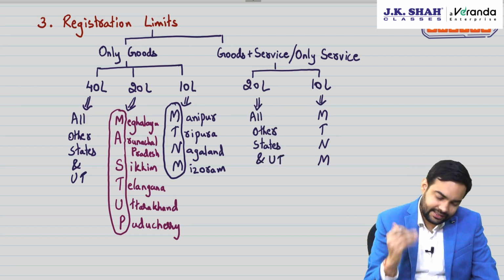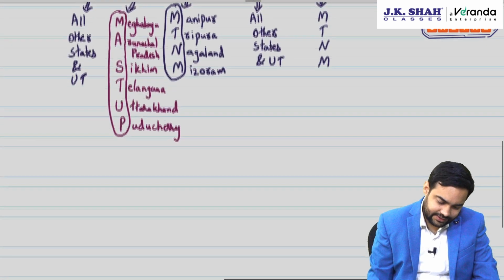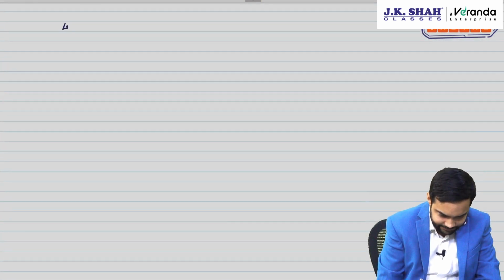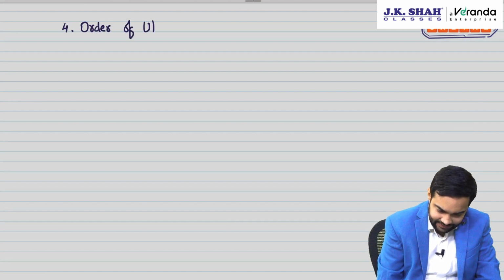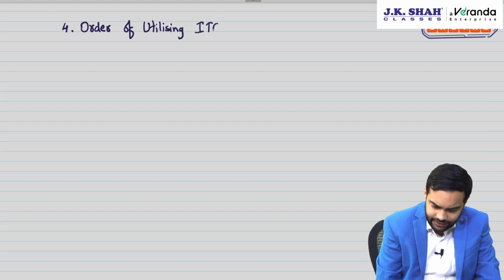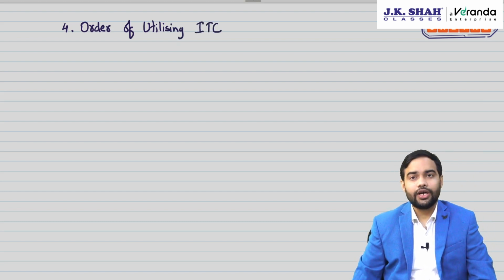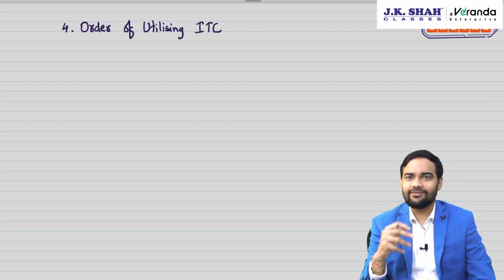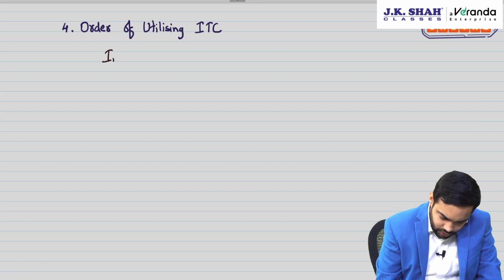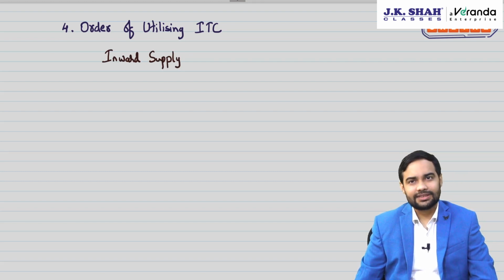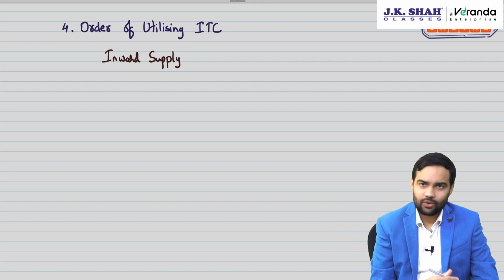Then the next critical discussion for us is the order of utilizing ITC, which will play a very important role when we get into the sums. Now, there is a specific order given in the law. First, you always use the order from your inward supply. Whatever taxes you have paid on purchases, you will use to pay your outward supply.